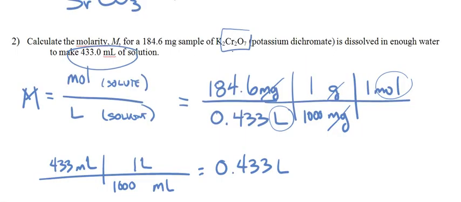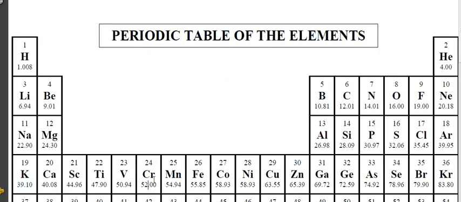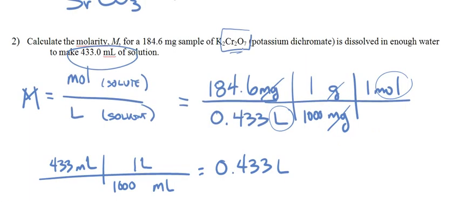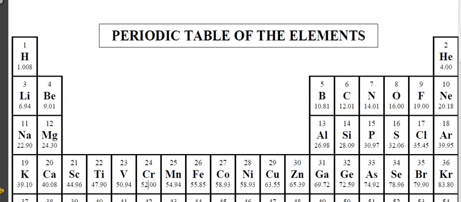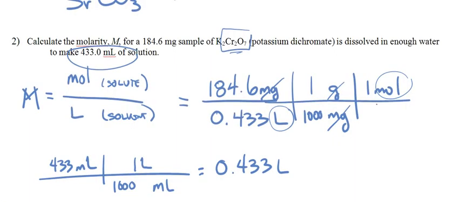And then I have two chromiums. So chromium is 52. So I have two of those, times that. Plus I have 7 oxygens. So 7 times 16. So my molar mass for the potassium dichromate is 294.2 grams. Now the nice thing is my units cancel out.